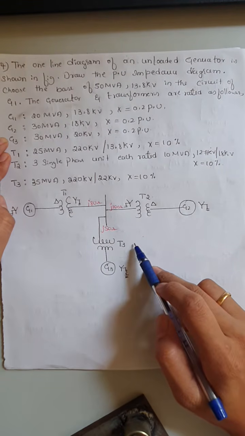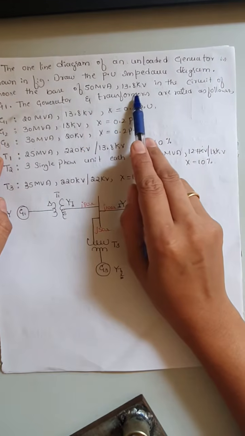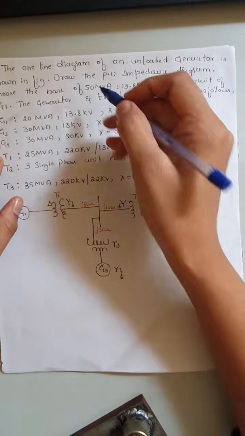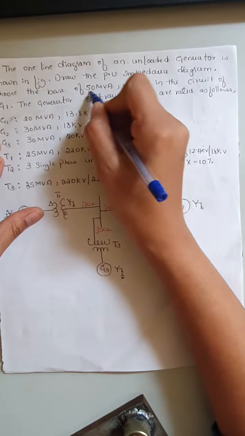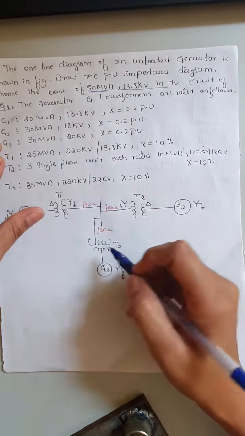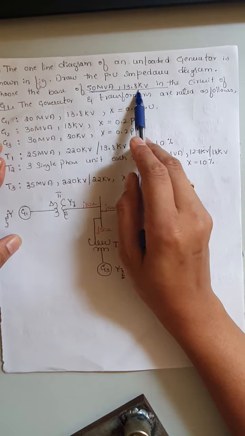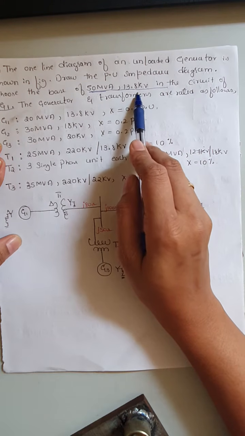So here you have to choose a base of 50 MVA, 13.8 kilovolt in the circuit of generator 1. So please do underline this: 13.8 in the circuit of generator. That means the generator value 50 MVA, 13.8 will be the reference or the base value.